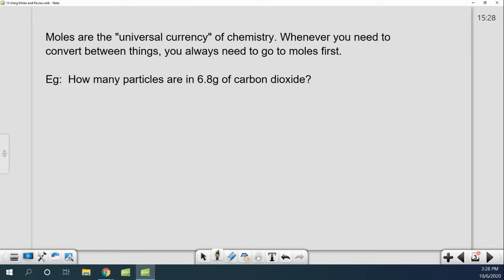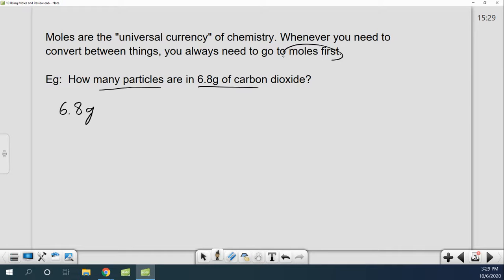So moles are our universal currency in chemistry. Whenever you need to convert between anything, you're always going into moles first. So for example, how many particles are in 6.8 grams? I've got 6.8 grams. How do I get to particles? I don't have a conversion factor for atoms per gram. Atoms per gram does not exist. So what I need first is moles.